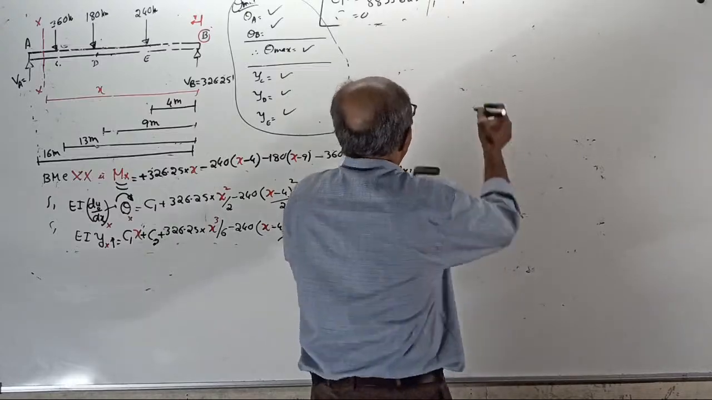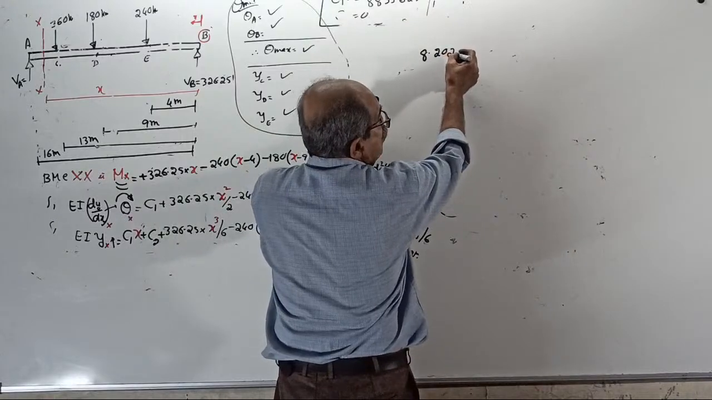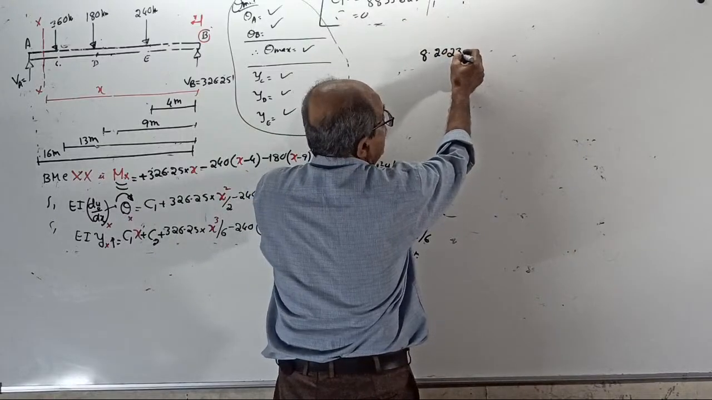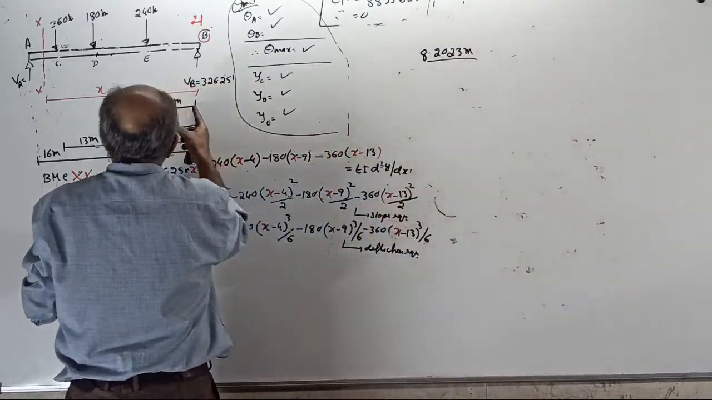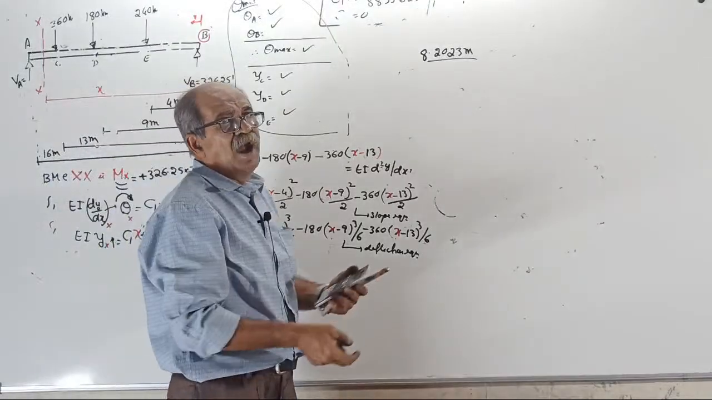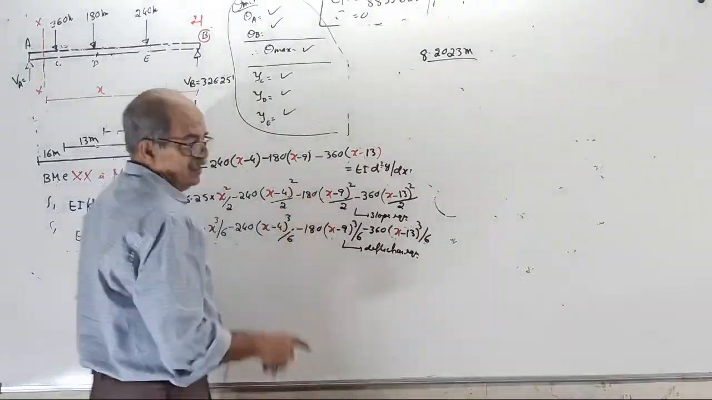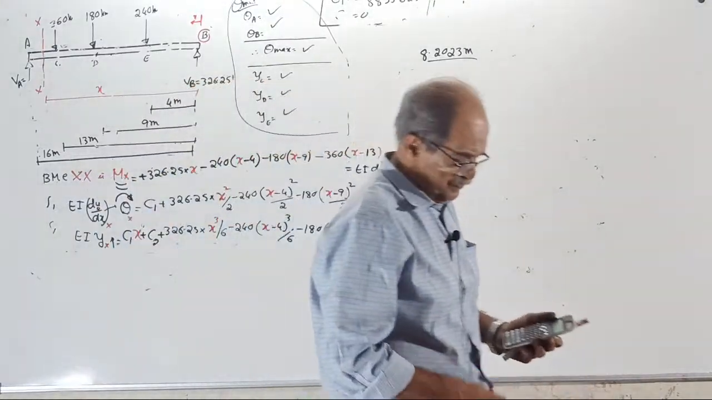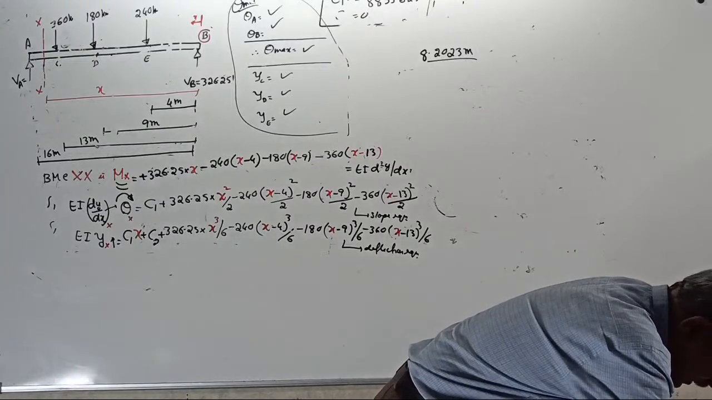X will come 8.2023 meter. You are assuming that it is more than 4 but less than 9. X will come 8.2023 meter. You should not use this term then. That means correct or wrong? Tell me. That means the assumption is correct or wrong?